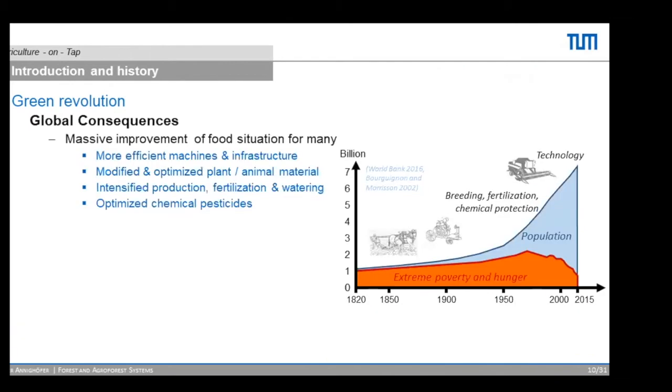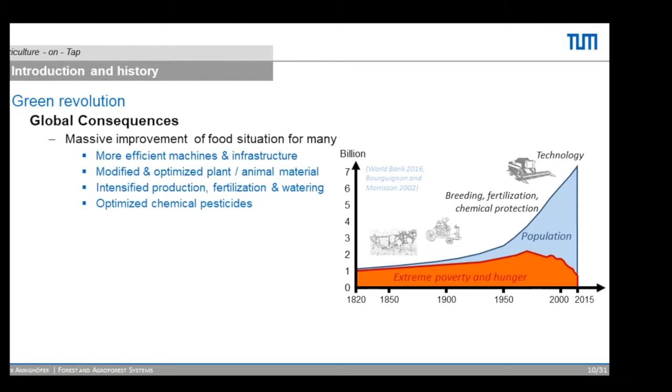The aim of the Green Revolution was to improve the food situation. And looking back, we must say this worked. There was a massive improvement of the food situation around the globe. The reason for this is what I mentioned before: more efficient machines, infrastructure, modified, optimized plant and animal material that would grow quick and a lot, all the intensified forms of production, the fossil energy sources that increase the efficiency, etc. And of course, what I didn't mention before, all the chemical compounds, be it in view of fertilization, be it in view of pesticides, herbicides, fungicides, etc.